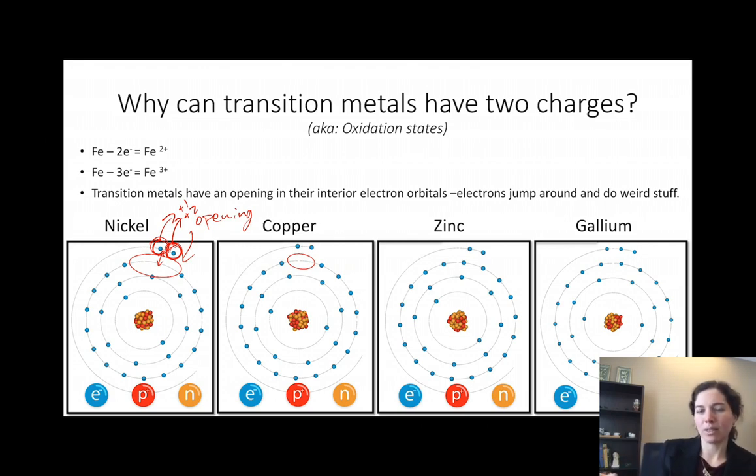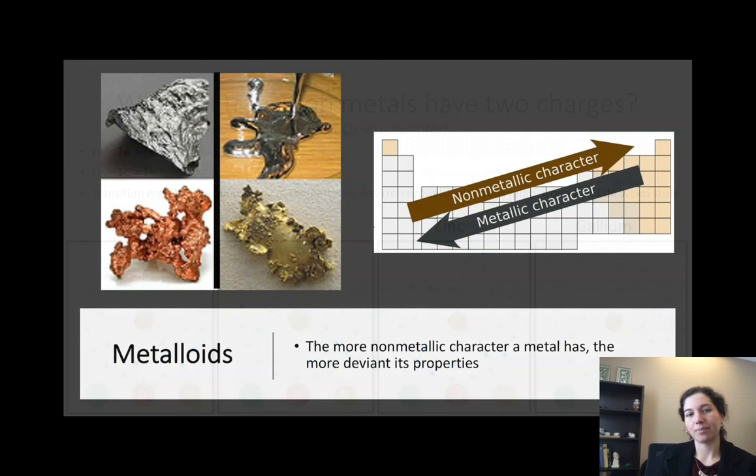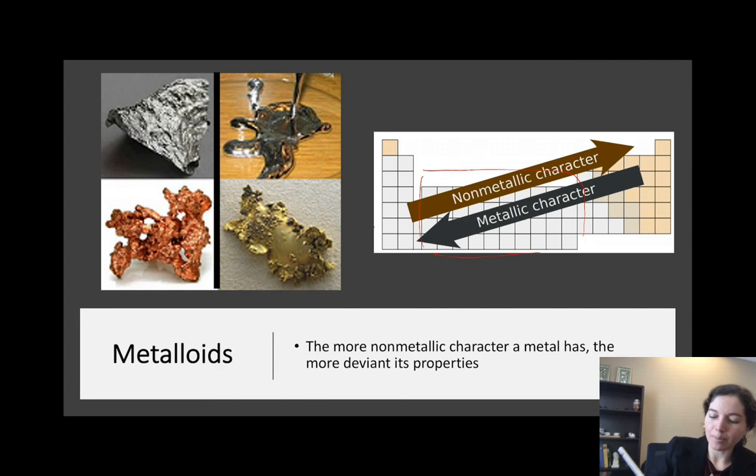So different ones do this. So copper also has an opening, so it can do that too. So those guys can jump in there. Zinc has no openings. So I believe that zinc only has one oxidation state because it doesn't have these. Same with gallium. So you'll notice that the transition metals that do this have this specific chemical property that allows them to have more than one oxidation state. And that's why they're grouped together on the periodic table, because they have similar chemical properties like this.